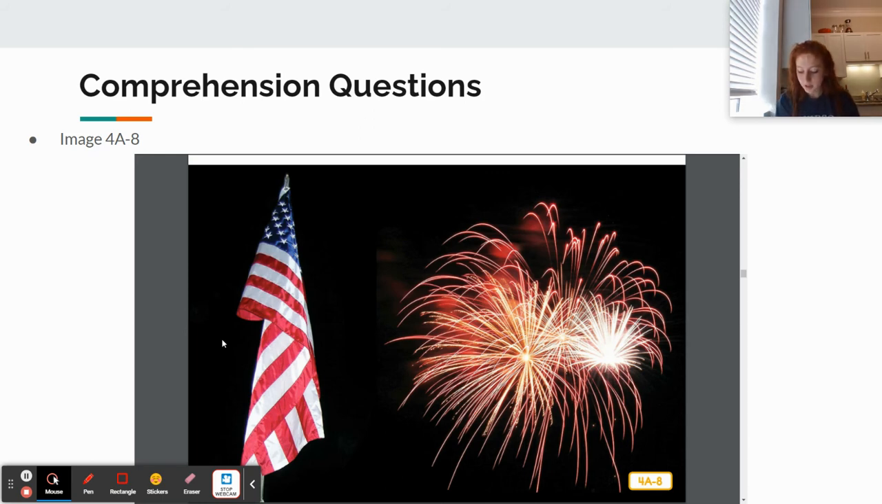What do we celebrate each 4th of July? Our independence, the signing of the Declaration of Independence, or the United States birthday. What is something that happens on the 4th of July to celebrate our nation's birthday? Look at that picture. Use it to help you. Fireworks.